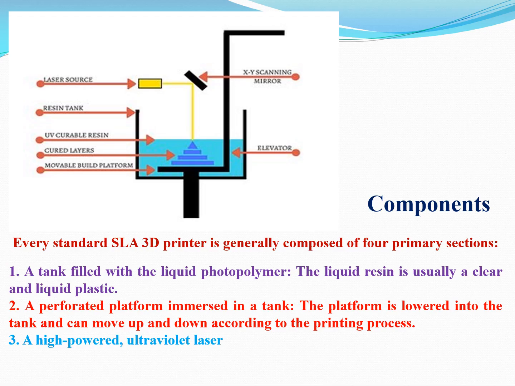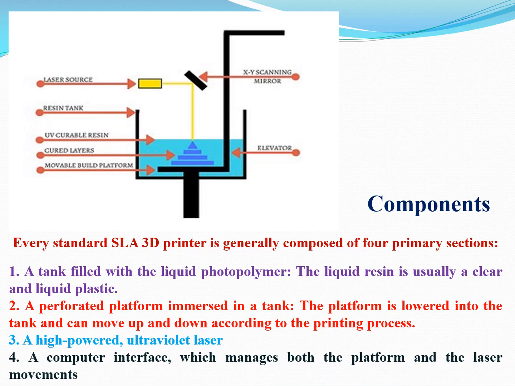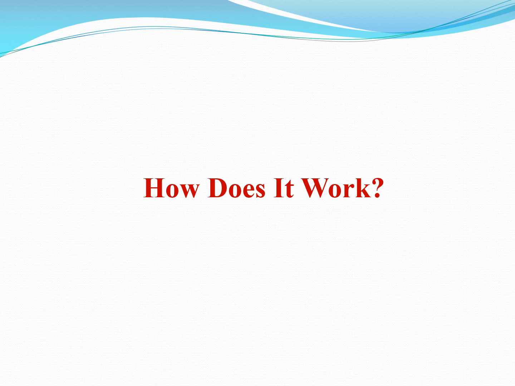Number 3, a high powered ultraviolet laser is used for this process. And finally, a computer interface which manages both the platform and the laser movement. So these are the components used in the SLA stereolithography 3D printing system or process. Now the question comes, next we will discuss how does it work.